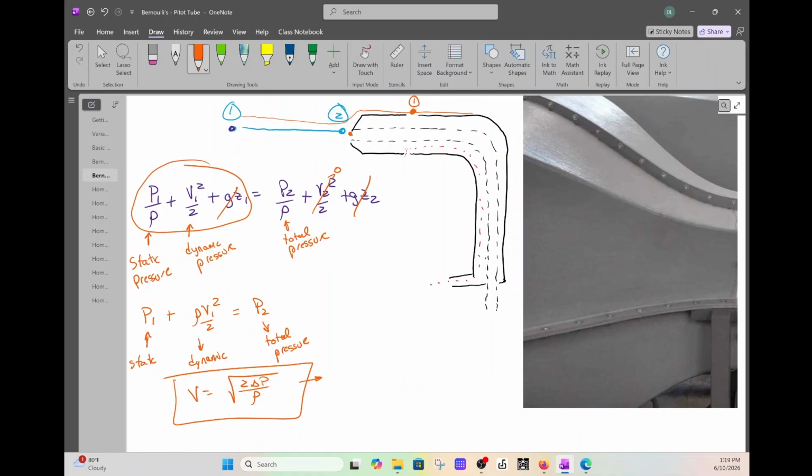All right, if you have questions, let me know, but you now have the pitot tube equation that you can use in your homework.